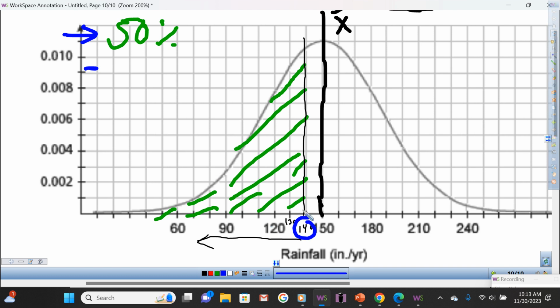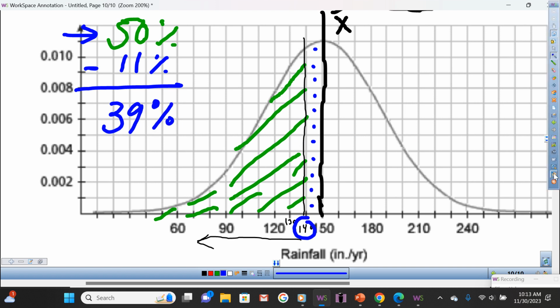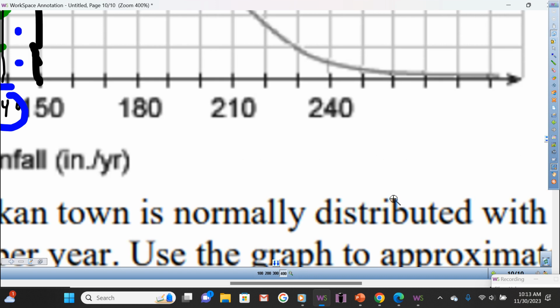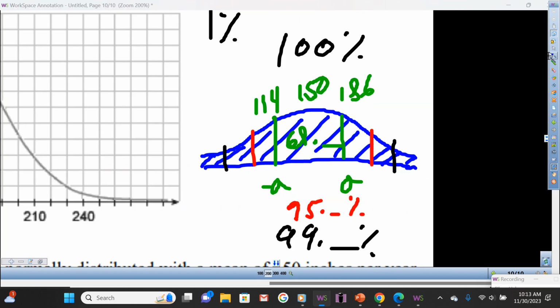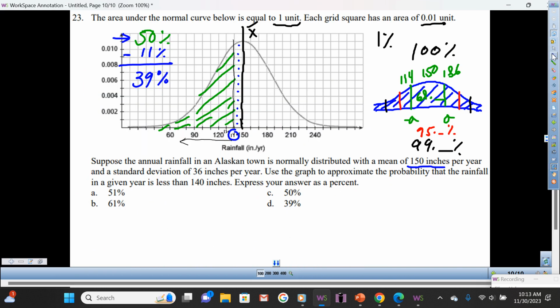All right, she said to count the squares that we skipped. Okay, let's count the squares. 1, 2, 3, 4, 5, 6, 7, 8, 9, 10, 11 squares. That's how much percent? 11. Subtract, and that leaves us with 39%. Answer: letter D.